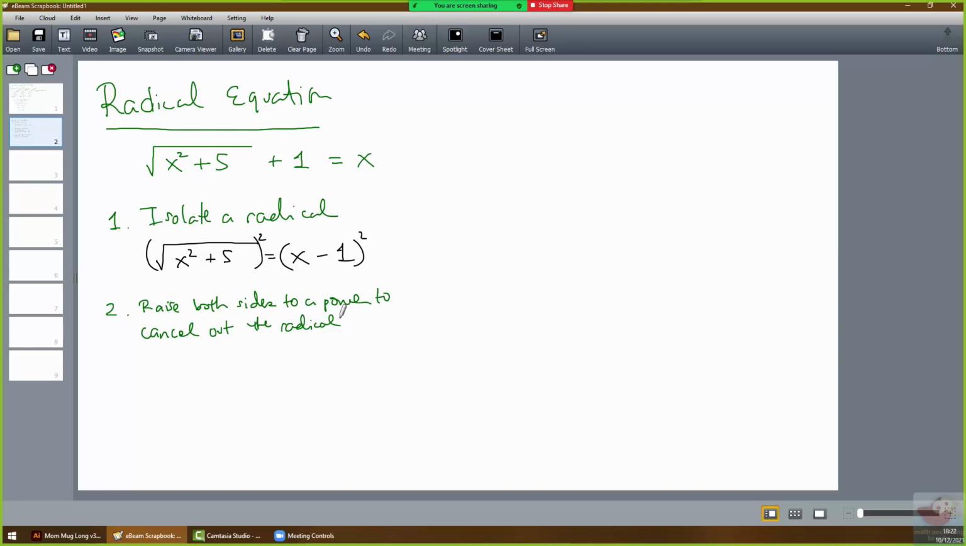On the left-hand side, what happens to the square and the square root? Cancel out. Yep. So we just get x squared plus 5. On the right, we are squaring two terms. On the left, we were squaring one term. On the right, we're squaring two terms. Because we're squaring two terms, what do we have to do? Wouldn't that be FOIL it? Yep. And doing so, you would get x squared minus 2x plus 1.